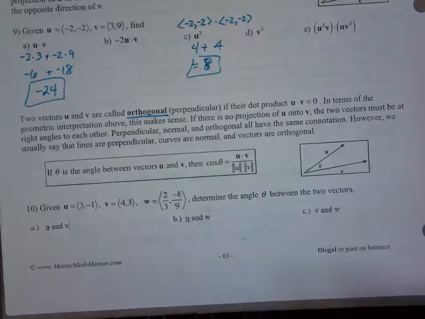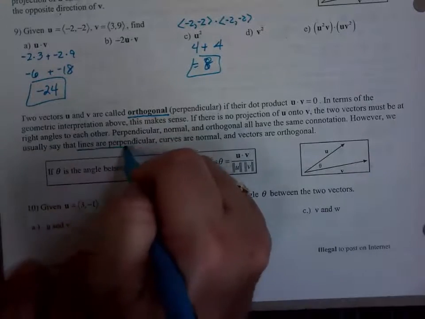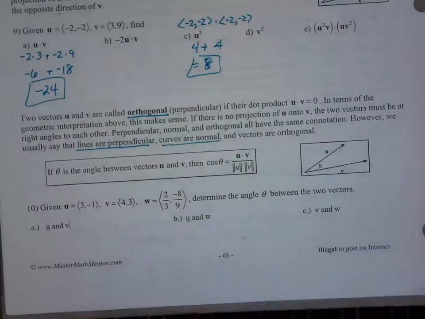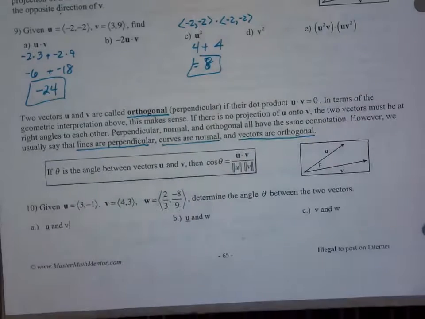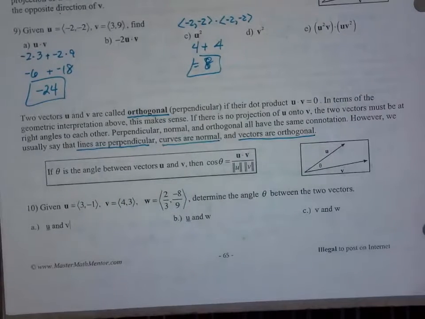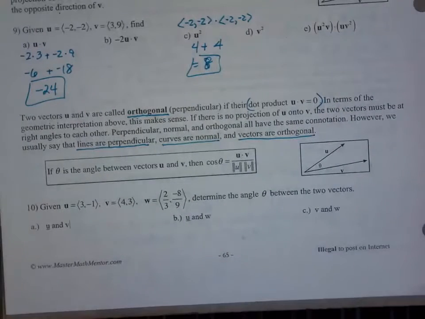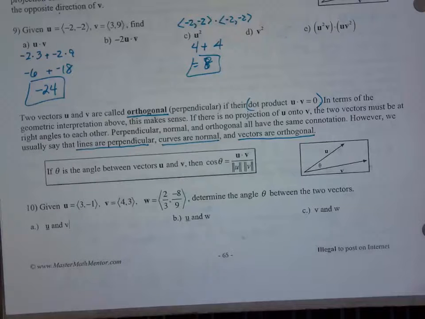Lines are perpendicular. Curves are normal. We talked about normal lines before. It's perpendicular to a tangent line. Okay? Curves are normal. Vectors are orthogonal. So it's a word that specifically describes vectors. Okay? So it just means that they're perpendicular. Now the one thing you need to know is that their dot product is 0. So if you're ever asked, are these two vectors orthogonal? Take their dot product. If you get 0, then they're orthogonal, then they're perpendicular to each other, okay?